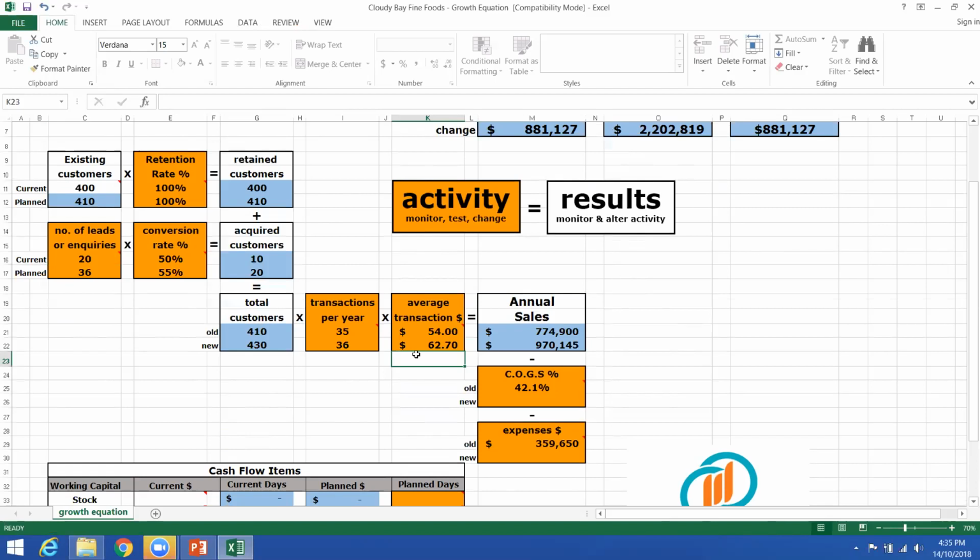So we know these two here were the main areas that Nigella needs to focus on because they give her the biggest result. The third largest area is the number of leads. So they're the areas that Nigella should focus on.